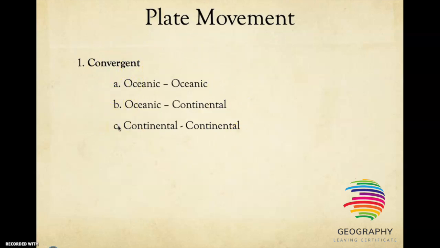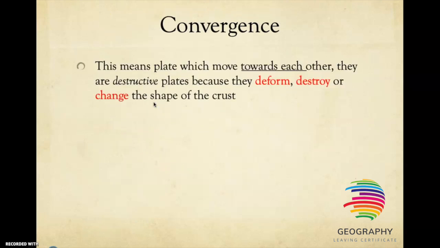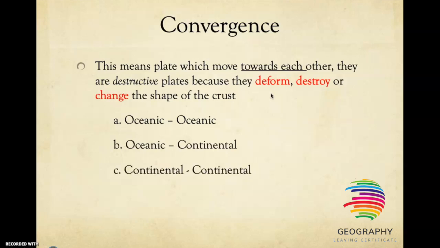And as I said to the lads today in class, for each one of these, we have to have examples of the plates and the features that they formed. So just try to remember names and addresses for each one of these. So I'm going to skip by here because our focus is on convergence. So convergence means the plates are moving towards each other. They are destructive because they deform or they destroy or they change the shape of the crust. Okay, two big plates smacking together is destructive because it deforms. And again, we look at oceanic, oceanic continental, and then when two continents collide. So we look at the first one first, oceanic and oceanic.